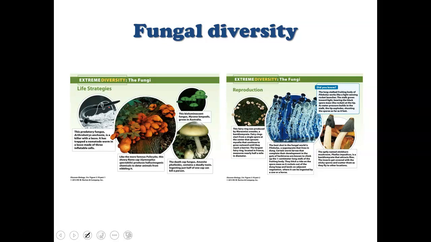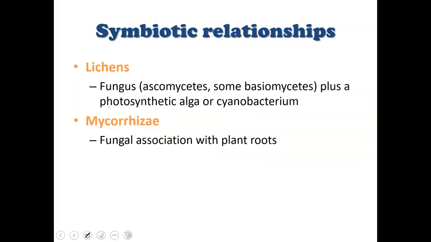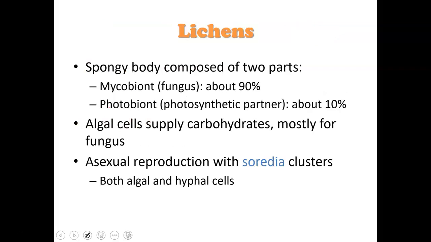Yeah, there's lots of different types: single cells, multicellular, predatory, decomposing. They do form symbiotic relationships, and I want to talk about a couple of them right now. The first are called lichens. And these are fungi plus something photosynthetic. Usually it's an algal cell, so it's fungus plus the algae. Mycorrhizae, fungus plus plant roots. So lichens, fungus plus algae.